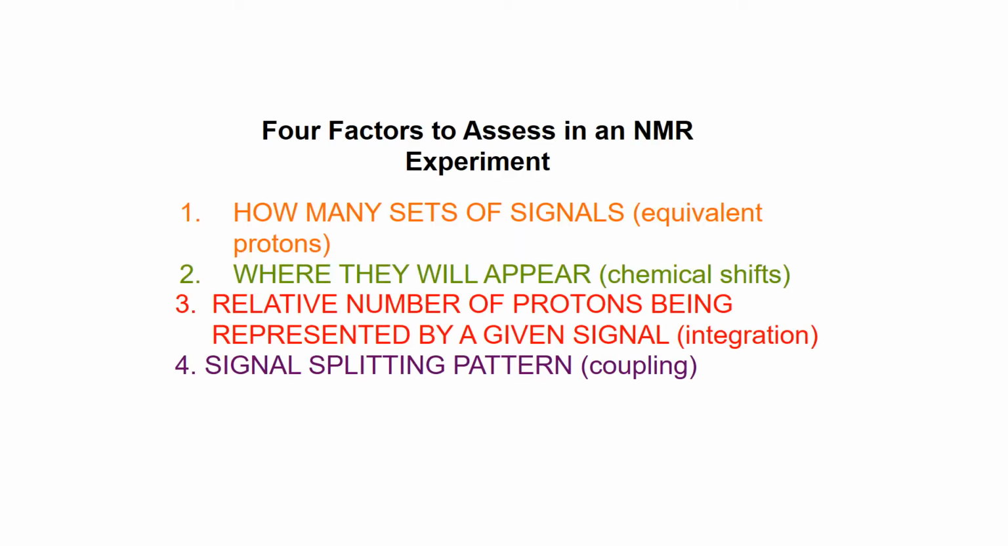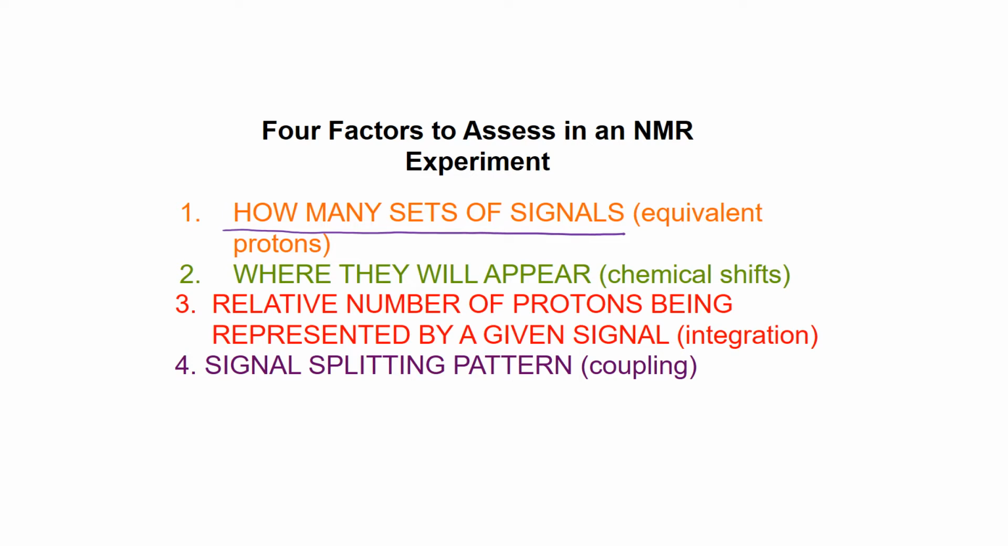To better understand the number of signals as well as where they will appear in a given NMR spectrum, we need to talk about something called shielding effects. In the last video, I mentioned there are 4 factors that we really think about when we're considering an NMR spectrum. The first of those you were introduced to a little bit, but we'll keep coming back to this as we learn more. And that's how many sets of signals you would expect to see in a given NMR spectrum.